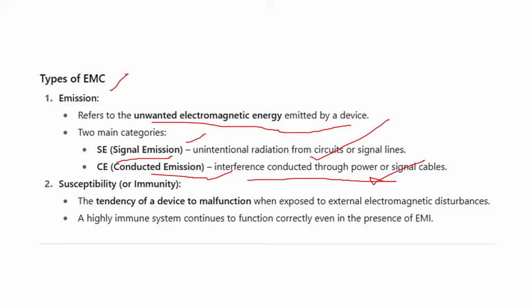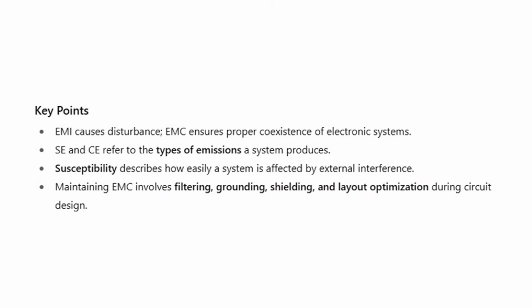And immunity, or susceptibility, is the tendency of a device to malfunction when exposed to external electromagnetic disturbances. A highly immune system continues to function correctly even in the presence of EMI. So how can you make it immune? Here are some key points.